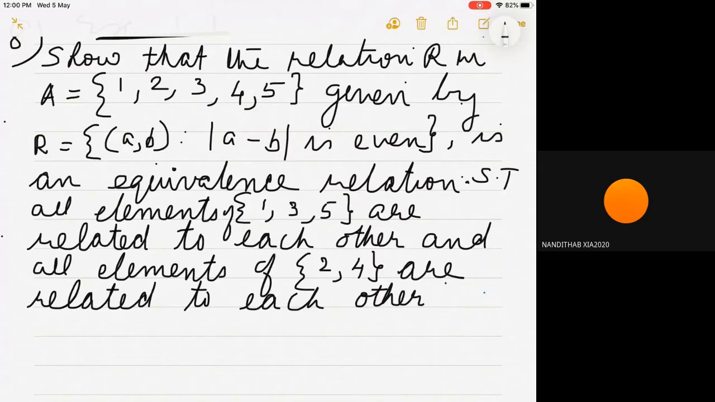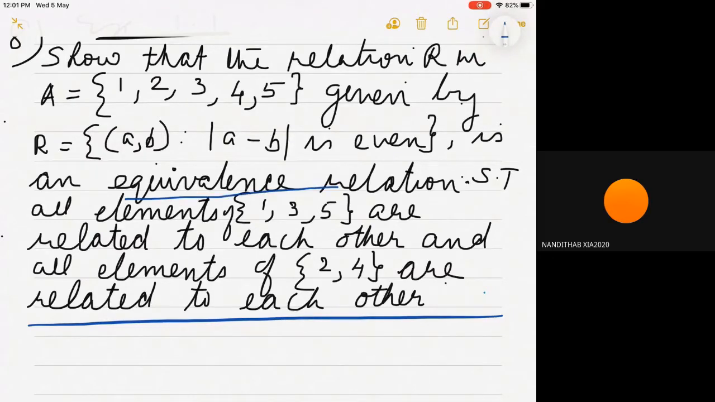This is a question. One more part is there: no element of {1, 3, 5} is related to any element of the set {2, 4}. Question number 8, you can refer to your textbook also, page number 6. Here, you have to show that this relation R is an equivalence relation.